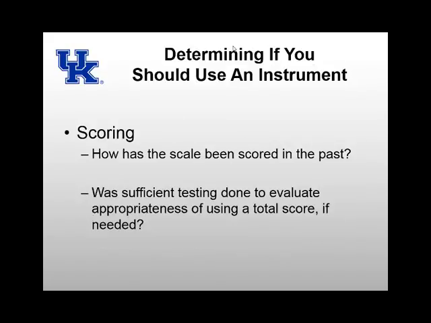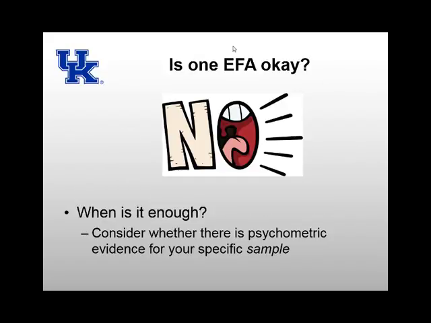Scoring: how has the scale been scored in the past? This goes back to that idea of total score versus a subscale score. I think a lot of times we just think, oh, we can just add them up, that's easy. But if you actually sit and think about it theoretically, do you have a reasonable reason? Has the literature demonstrated that it makes sense to add those subscales up, or are they different things? So you want to look and see how this has been done in the past so you maintain consistency and there's good evidence for what you're doing. And was sufficient testing done to evaluate the appropriateness of doing it, like I said.